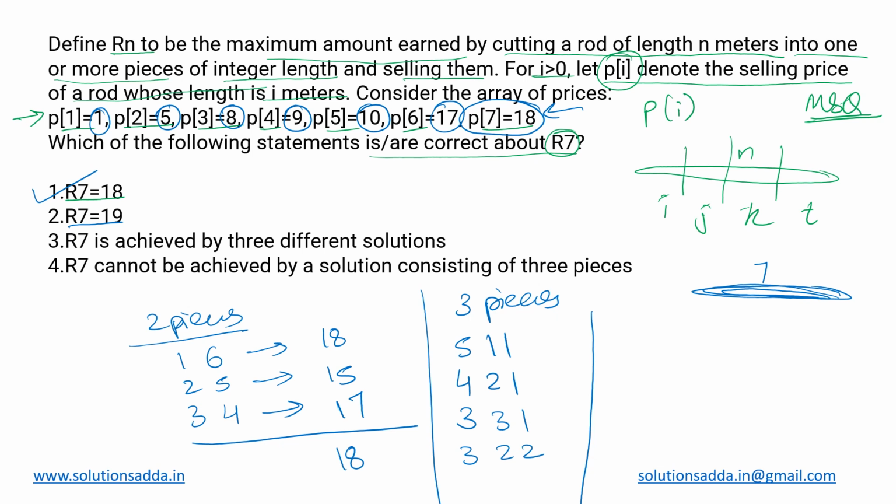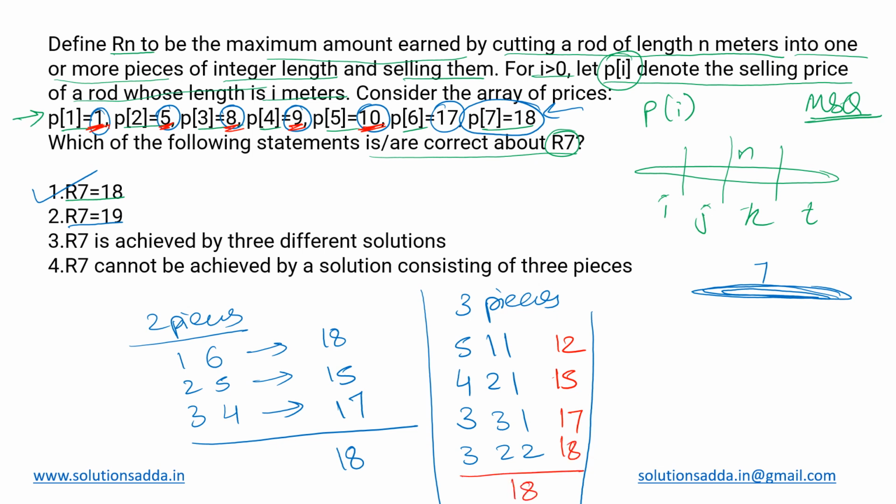And again, for each of them, let us calculate the profit. Now if length is 5, then we get 10, and if the length is 1, then we get 1 each, so that will be 10 plus 1 plus 1, which is 12. Then for 4, 2, 1, we get 9 plus 5 plus 1, which is 15. Then for 3, 3, 1, we get 8 plus 8, 16 plus 1, 17. Then for 3, 2, 2, we get 5 and 5, 10, and 8, 18. So again, from here the highest we have got is still 18.